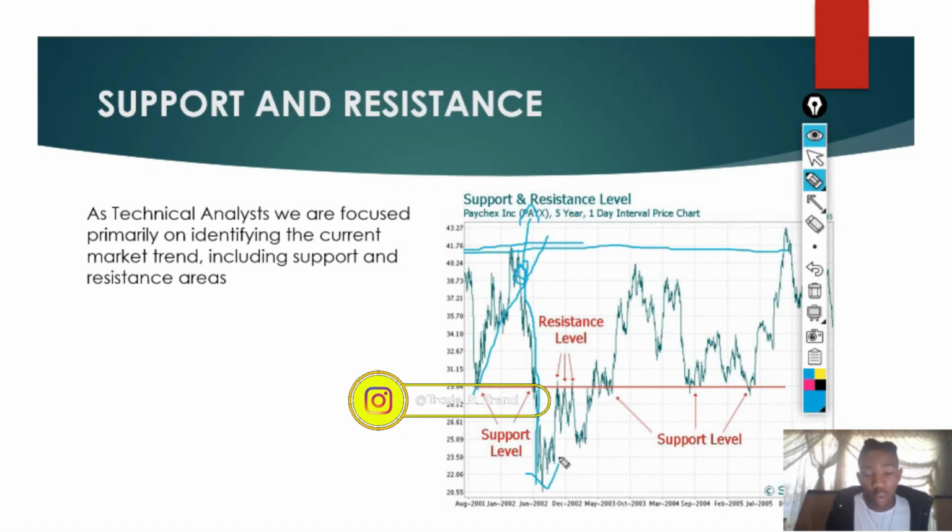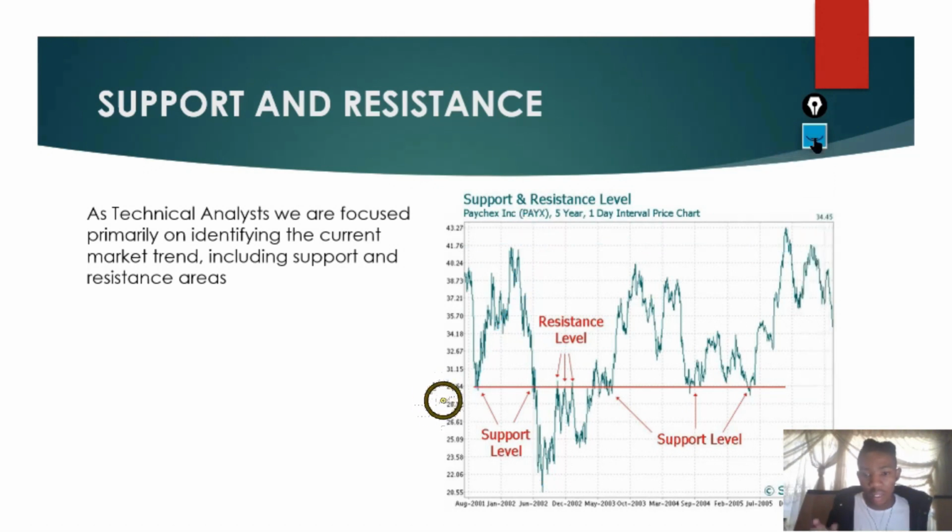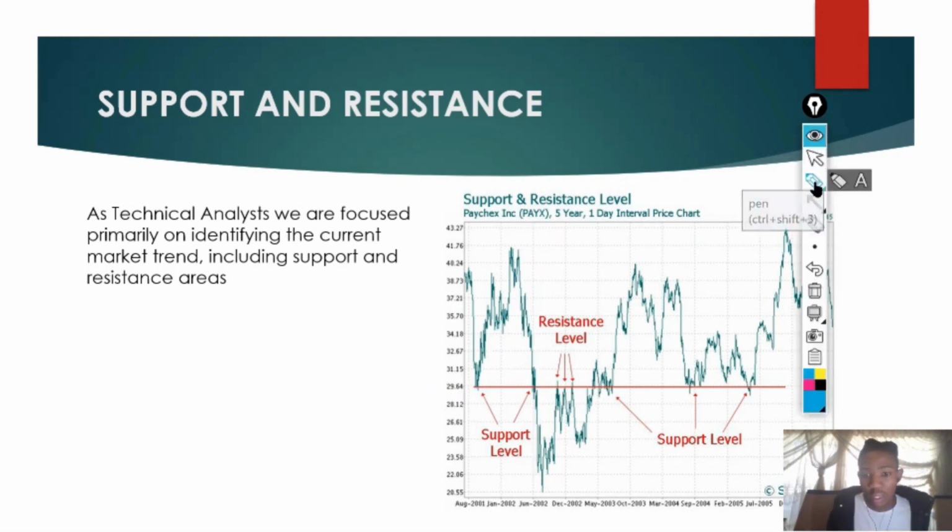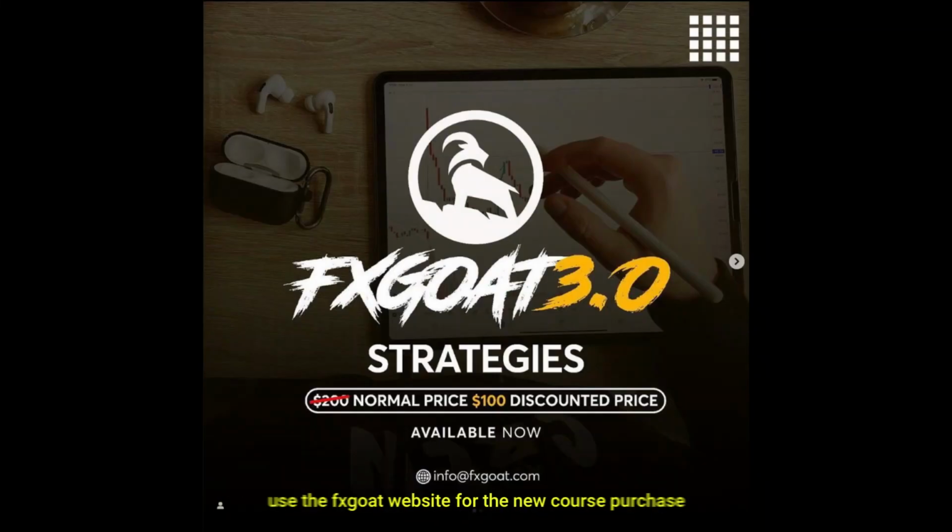So it's important to have your exit strategy on point. As you can see, these are the levels of support and resistance, and they can help us understand how long to hold our trades. For example, let's say I'm entering my buy here.